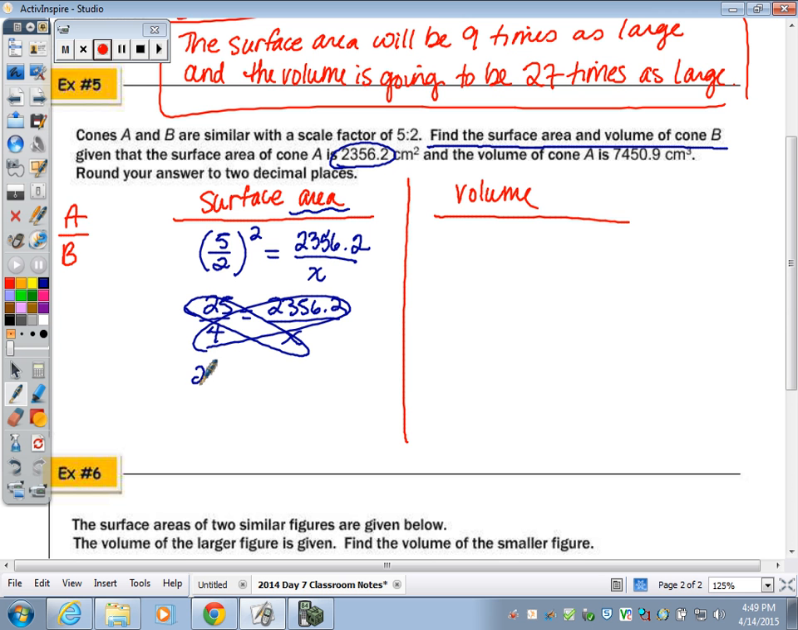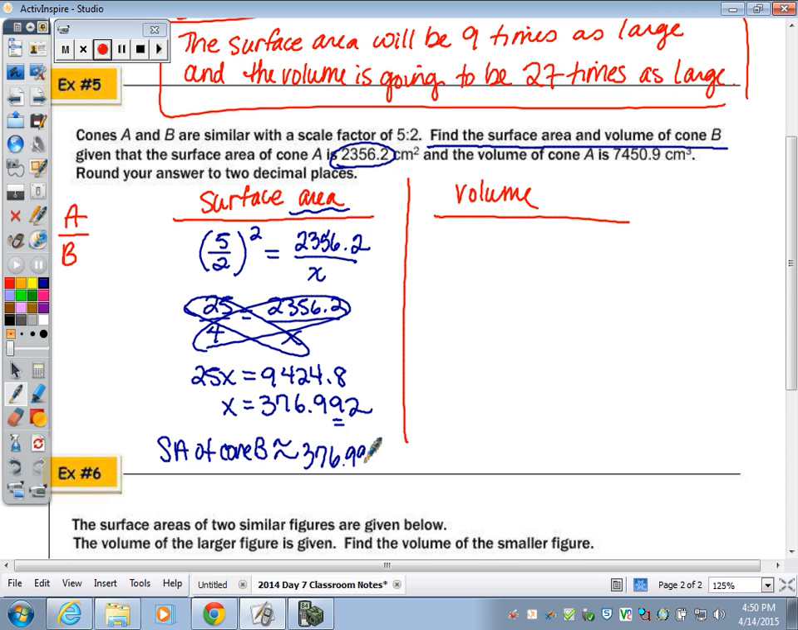We've got 25x equal to 9,424.8. Divide by 25, and x is equivalent to 376.992. Rounding it to 2 decimal places, the surface area of cone B is going to be approximately 376.99 square centimeters.